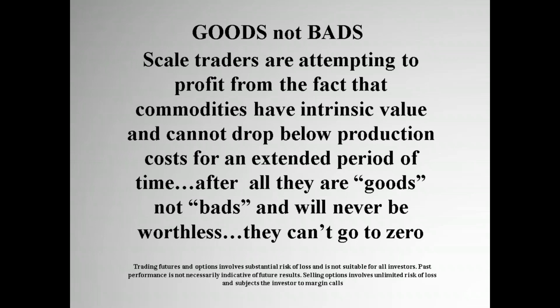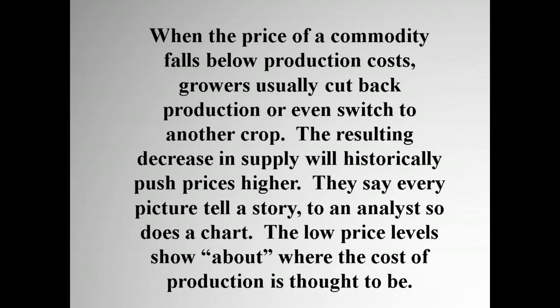So anyway, they're goods, not bads. They can't go to zero. They'll always have intrinsic value. Now, stocks can go worthless, and stock companies can go out of business, but commodities such as crude oil, soybeans, corn, wheat, they can't go to zero. They'll always have basic intrinsic value. So when the price of a commodity falls below production cost, growers usually cut back production or even switch to another crop. The resulting decrease in supply will historically push prices back higher.